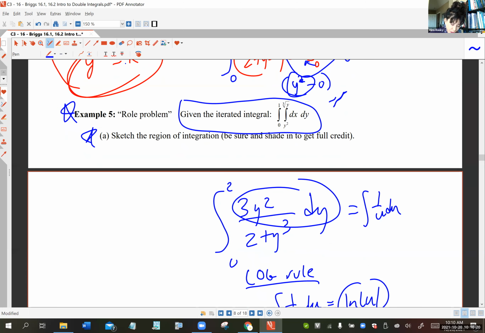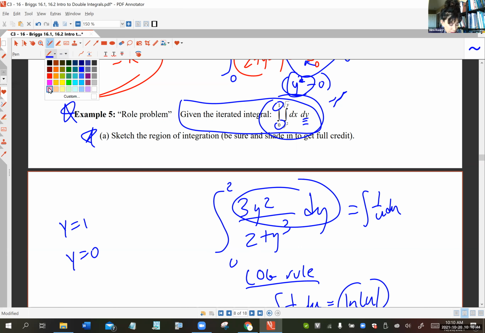Okay, so before I start sketching, I want you to look at the limits, and we're going to write down the 4 equations that are associated with each of the 4 limits for these integrals, and those are the equations we're going to graph. So the outermost integral has to do with the variable y. So we're going to need to graph y equals 1 and y equals 0. I'm just writing that down so I don't forget.